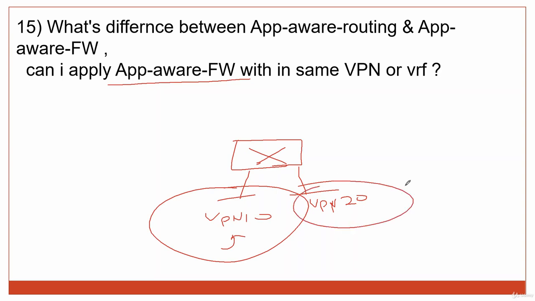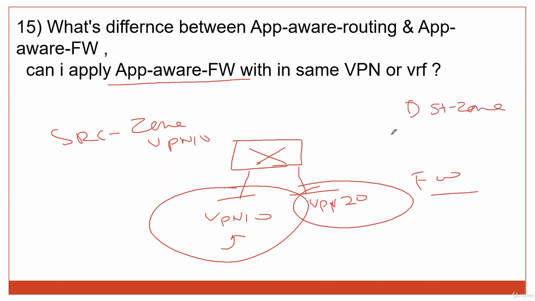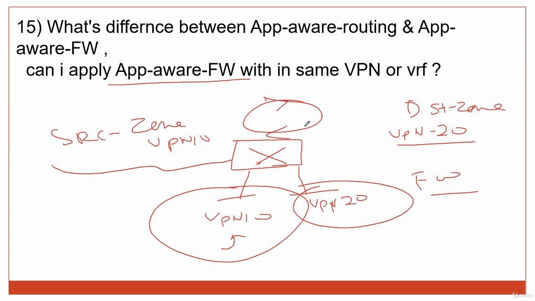You can apply the firewall rule to the same VPN, there is no problem. But the moment you apply it, you can take, say, the source zone as VPN 10 and the destination zone as VPN 20. In that case, if we have only a firewall rule, this will not work. Before applying the firewall rule, you must have the route leak policy. So VPN 10 can leak the route to 20 and 20 can leak the route to 10, and only then can you apply the firewall policy for inter-zone communication. Alright, so that will be the answer for this particular question.